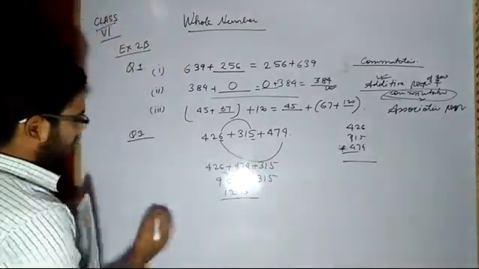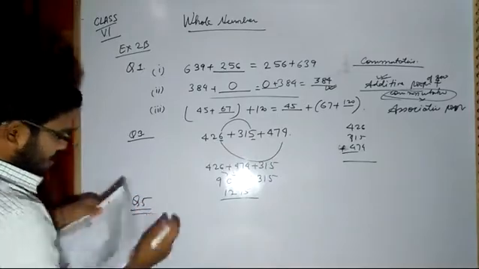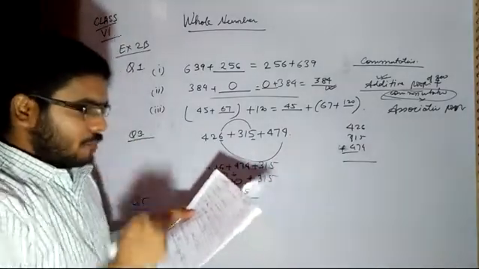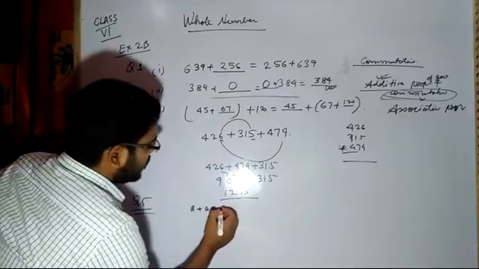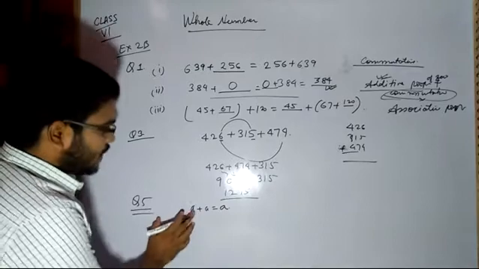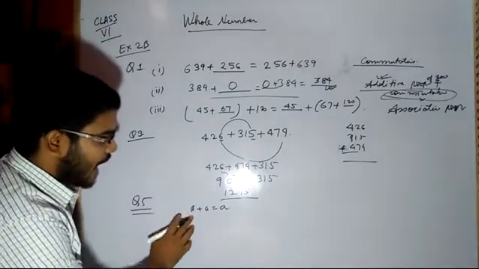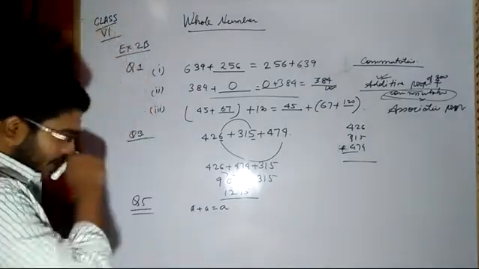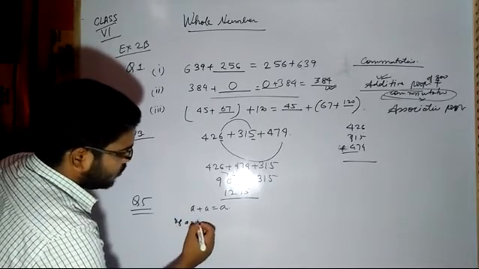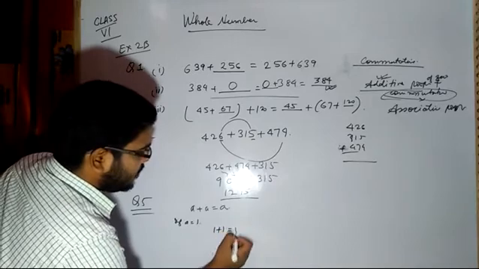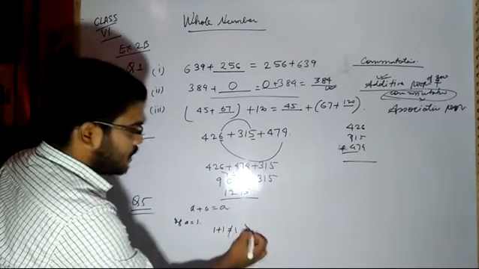Now question number 5 says: find a whole number a such that a plus a is equal to a. Means what should be the value of a, so that when we add a plus a, it should be equal to a. If I put a is equal to 1, then 1 plus 1, will it be equal to 1? The answer will be, sir, no.